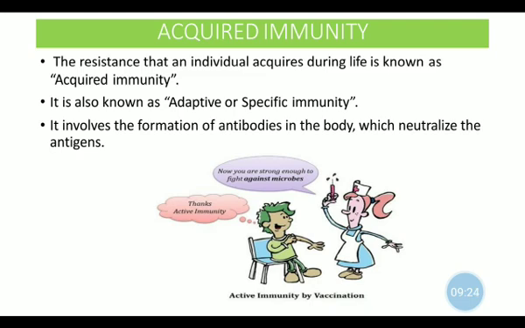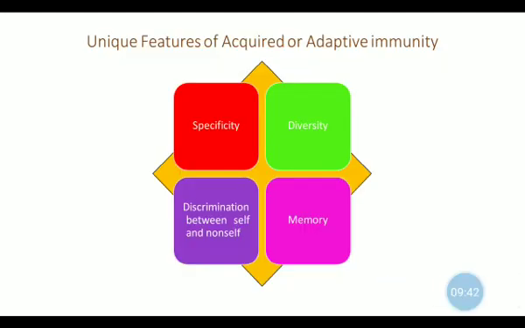It is the resistance that an individual acquires during life. Hence it is called adaptive or specific immunity. It involves the formation of antibodies to neutralize antigens. So you can see these are the features of adaptive immunity: specificity, diversity, discrimination between self and non-self, and memory.